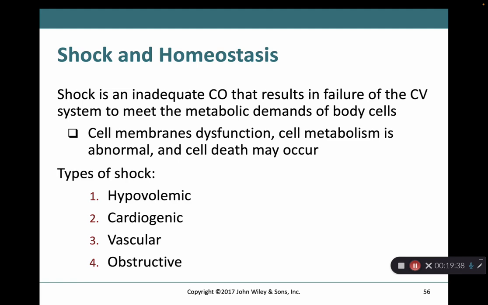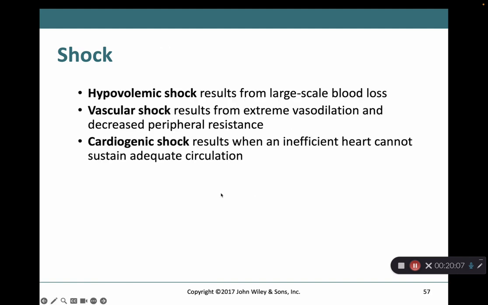Okay, shock. The body goes into shock when there's an inadequate cardiac output. And this happens because of a failure of the cardiovascular system to meet the demands of the cells in the body. So the cell membranes are not going to function properly, cell metabolism is not normal, and cell death can occur when going into shock.